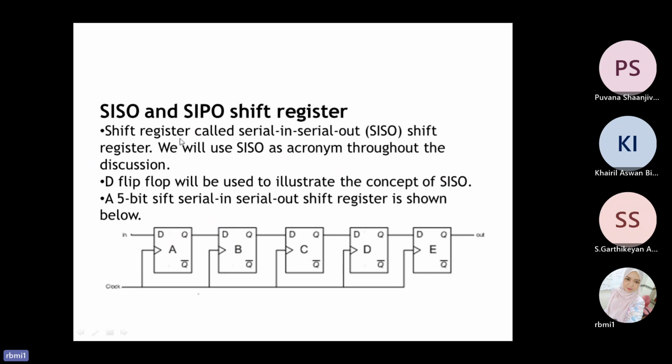Okay, as you can see here, we have 5 bits. Why? Because we have 5 D flip-flops. Why D? Because we can see here the input is D. Why 5? Remember, 1 flip-flop represents 1 bit. So now we have 5 bits. SISO is series input and series output, serial in, serial out. SIPO is serial in, parallel out.